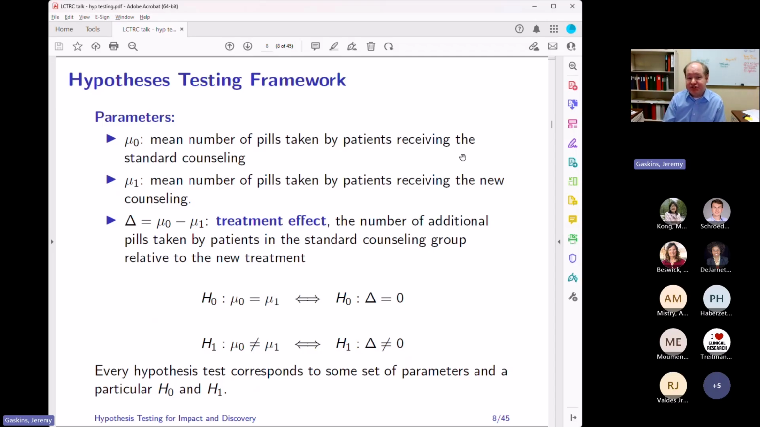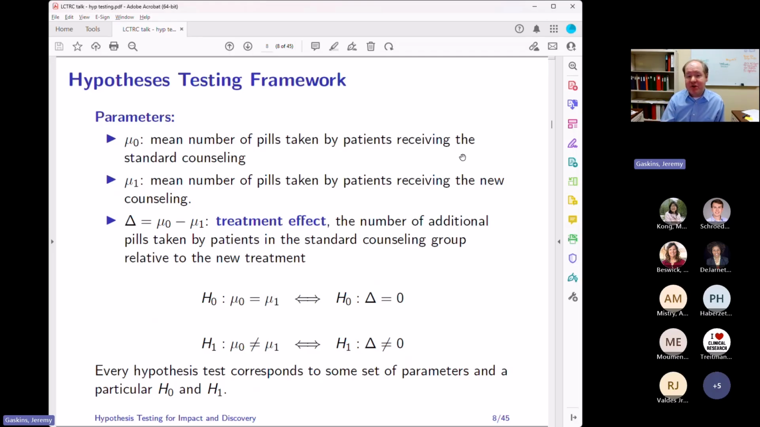Similarly, I have a population parameter mu1 that represents the mean number of pills taken by patients who receive our new counseling. Again, I don't know the value of mu1, but if I was able to see what happens if I gave every possible woman post C-section this new counseling and counted up how many pills they use, that's what I would require to estimate or to learn mu1.